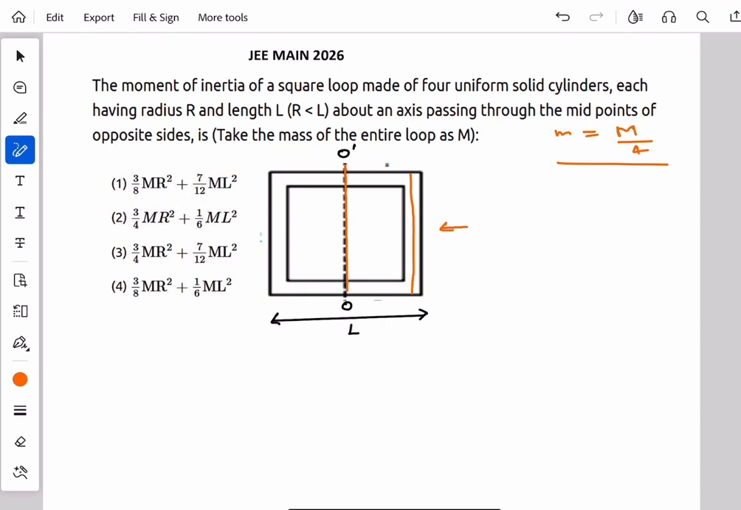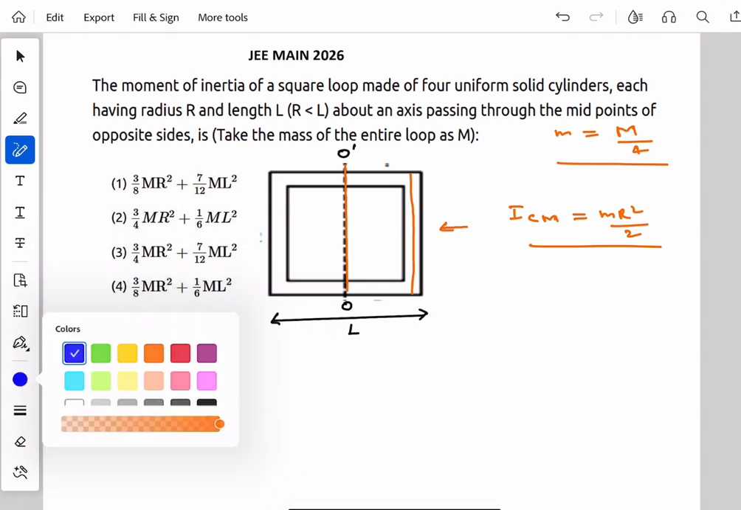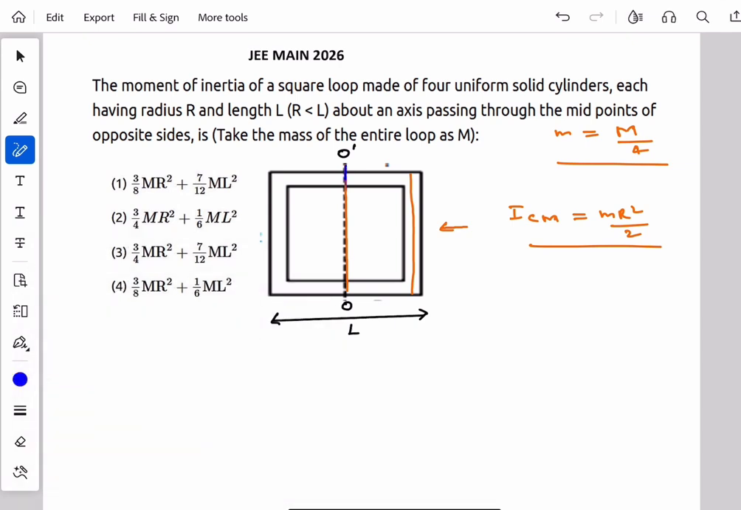The moment of inertia of this cylinder about its axis is small m into r square upon 2. The axis O dash is parallel to the axis of this cylinder, and the perpendicular distance between the two axes is L by 2.